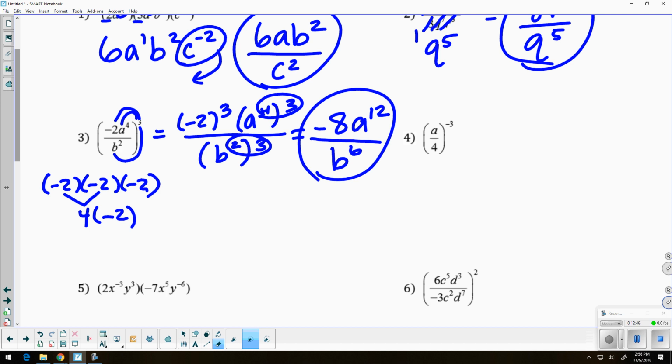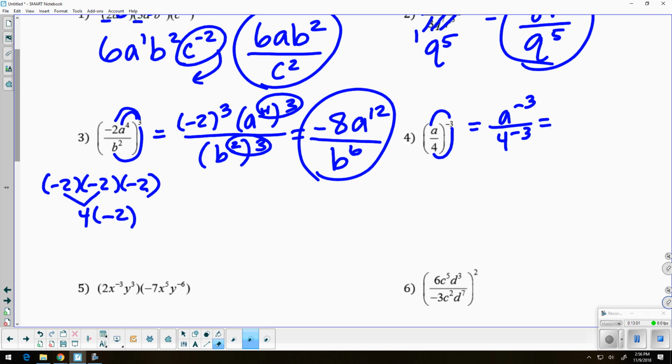Okay, for the next one, for number 4. So the whole thing's being raised to the -3rd power. So you can kind of do this one of 2 ways. You can go ahead and distribute, like you did in the last problem. Distribute, so you would have a to the -3 over 4 to the -3.